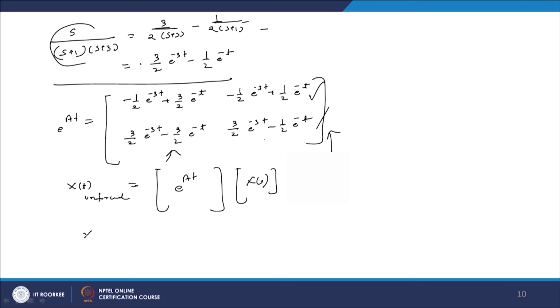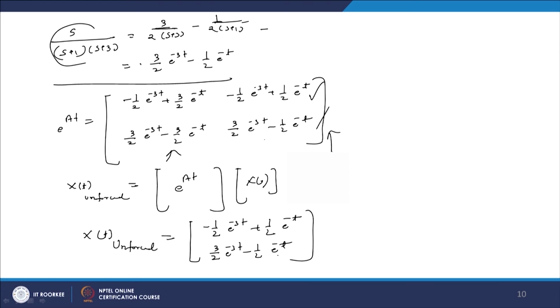So, finally, the x of t for the unforced system we can write down as minus 1 by 2 e raised to minus 3t plus 1 by 2 e raised to minus t, 3 by 2 e raised to minus 3t minus 1 by 2 e raised to minus t. So, we have done the part concerned with the unforced part. Now, coming to the forced part, we have the Laplace inverse of phi of s into B U of s. This is the forced part.